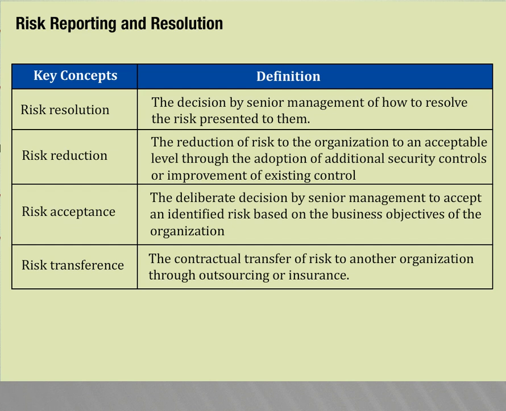Risk resolution: the decision by senior management of how to resolve the risk presented to them. Risk reduction: the reduction of risk to the organization to an acceptable level through the adoption of additional security controls or improvement of existing controls. Risk acceptance: the deliberate decision by senior management to accept an identified risk based on the business objectives of the organization. Risk transference: the contractual transfer of risk to another organization through outsourcing or insurance.